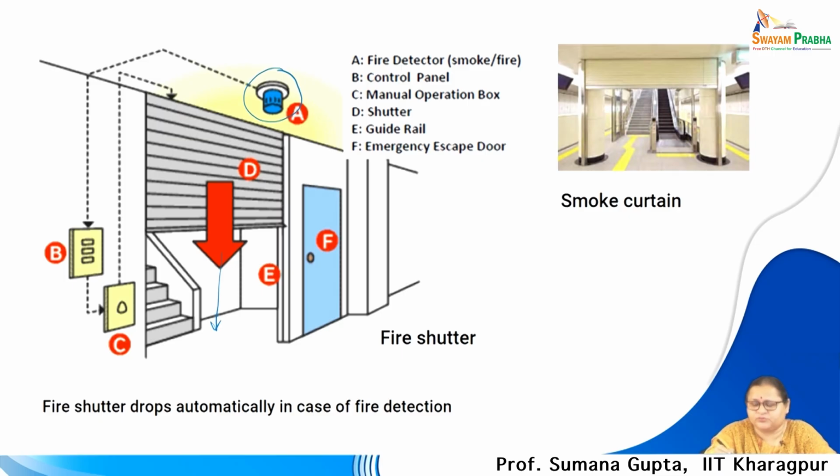Similarly, as we had discussed in a previous module, there is a smoke curtain that can also come down to contain the smoke within a particular zone, because in this kind of space compartmentation cannot be carried out. These are continuous spaces and you cannot create a compartment. So the smoke curtain falls to hold the smoke up to a certain height before it can leak to the next space.